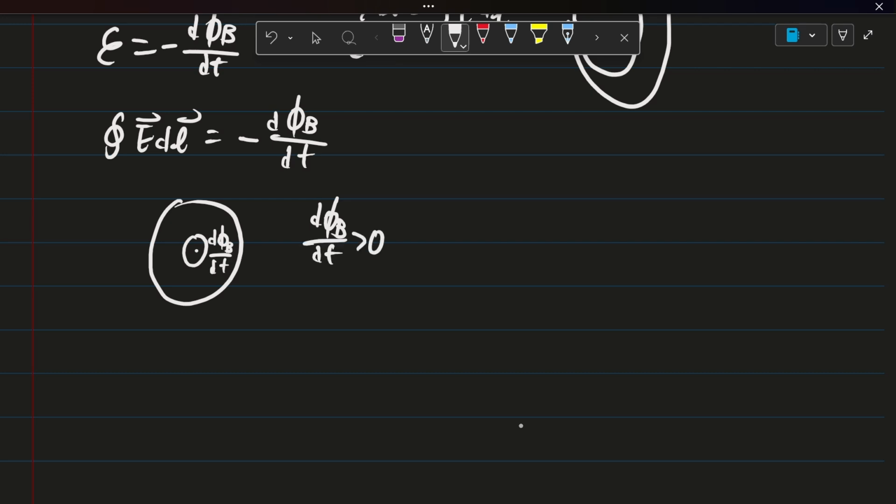The question is, what will happen to the current and what's the magnetic field that is caused by this change in the magnetic flux?